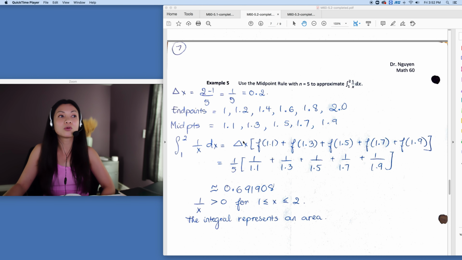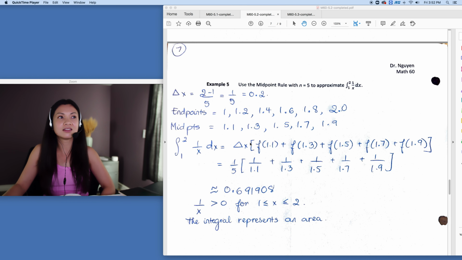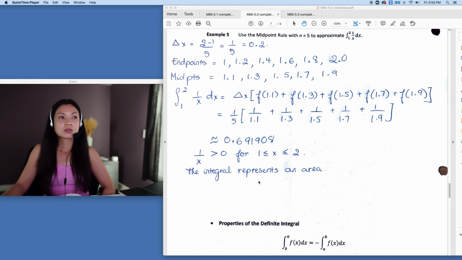And then from there, I pretty much just plug it in using the definition. So delta x times f of 1.1 plus f of 1.3, and so on. And then from there, I use the function right here, plug in the numbers, and then I use a calculator for it. Okay, so f of x is greater than 0 for x in between 1 and 2. So the integral represents an area.